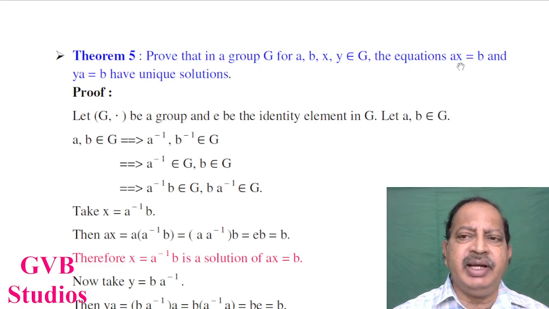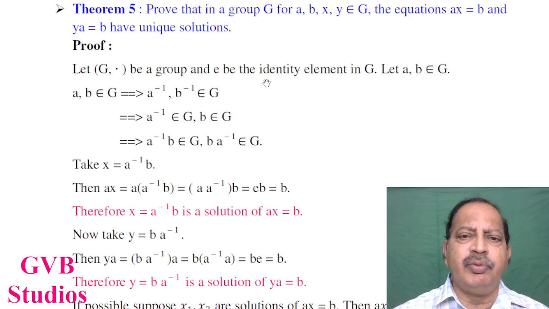So if we put x is equal to a inverse b, then we get b. And here also ya is equal to b. What is the solution for y? Think in natural way. If we replace y by b a inverse, we get b. So always think in a natural way to find the solutions of the problems or proofs of the theorems. Now we go to the formal proof.